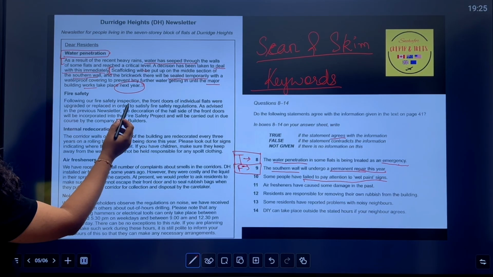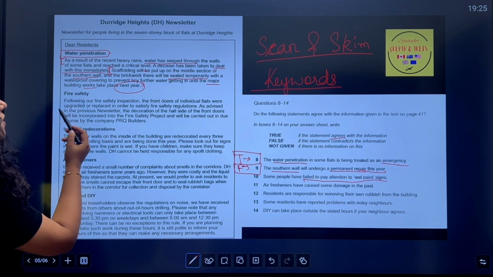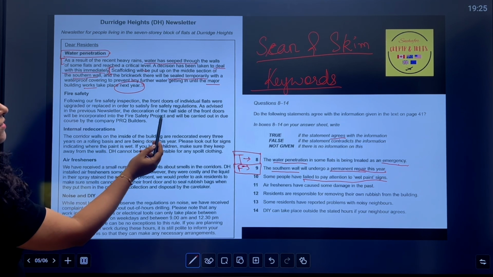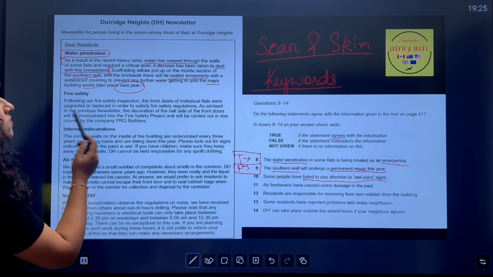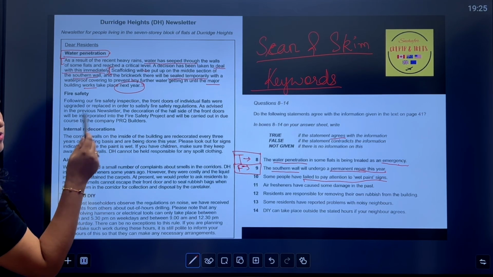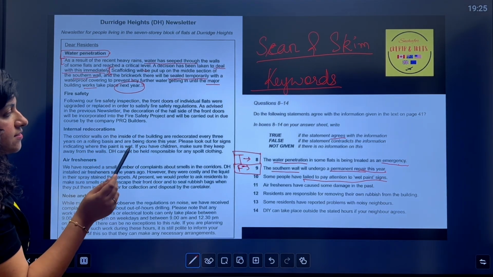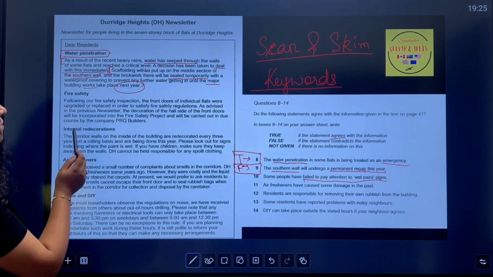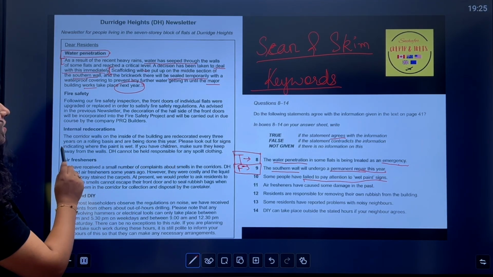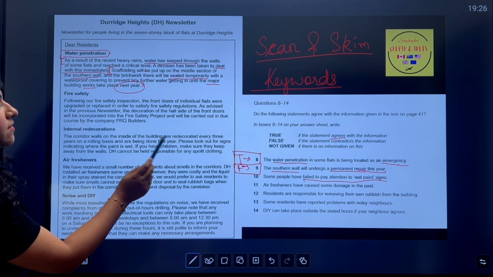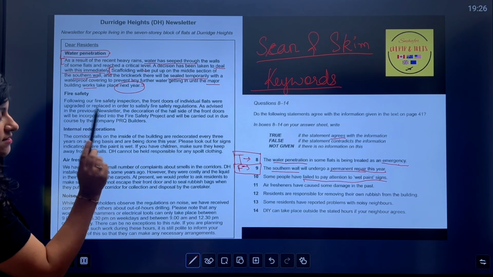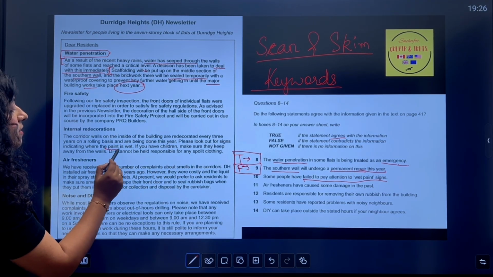Following a fire safety inspection, front doors, individual flats, upgrade, replace, safety regulations, newsletter, decoration of hall side front doors, fire safety project, company, PRQ builders. It does not talk about wet paint signs. Come to the next section. Corridor walls inside the building redecorated every 3 years on a rolling basis, being done this year. Look out for signs indicating paint is wet. Oh yes, now I have my keywords.